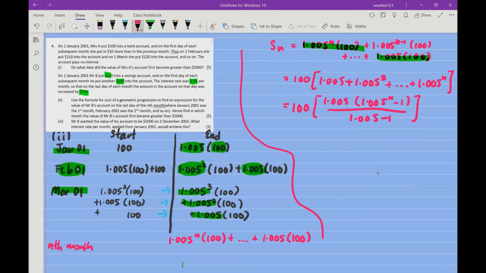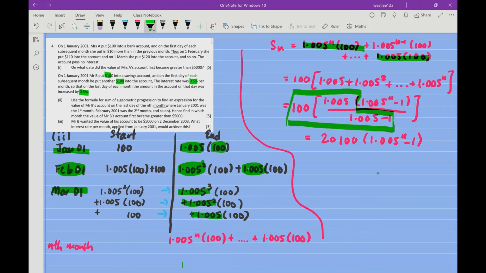Okay, if you simplify, it will give you this. So for those of you who are wondering how I got my 20,000 out, you can group the numbers together.